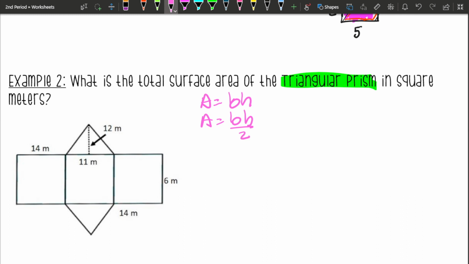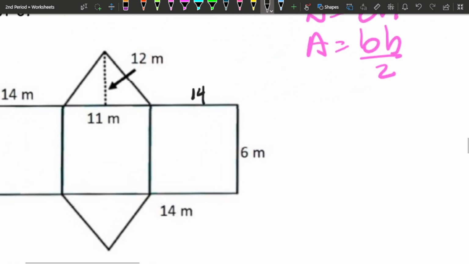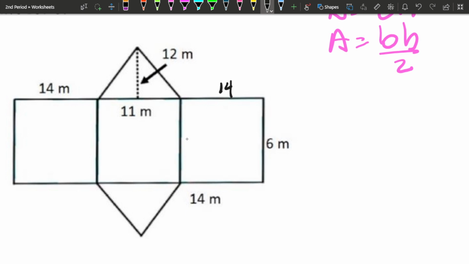The first thing that we're going to do is label everything that does not have a number. Let's start right here. What number goes right here? 14. Very good. What about here? 6. What about here? 11. What about here? 12. What about here? 6. And here? 14. And here? 12. 6. Anything else we're missing? No. We're good.